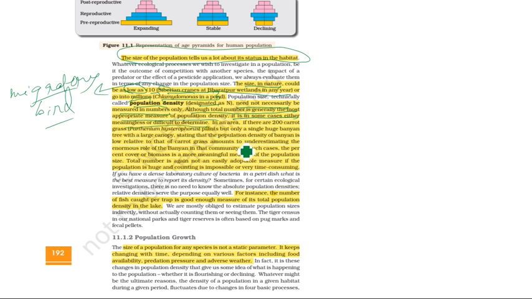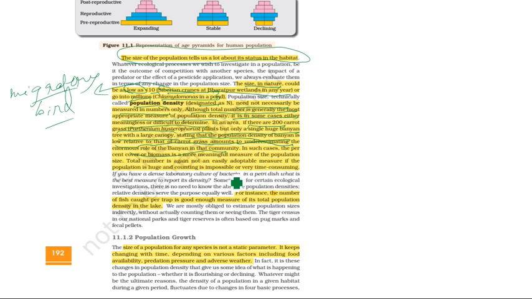This is very important. Example, see what it says: if there are 200 carrot grass (Parthenium hysterophorus) plants but only a single huge banyan tree with a large canopy, stating that the population density of banyan is low relative to that of the carrot grass amounts to underestimating the enormous role of banyan tree in that community.